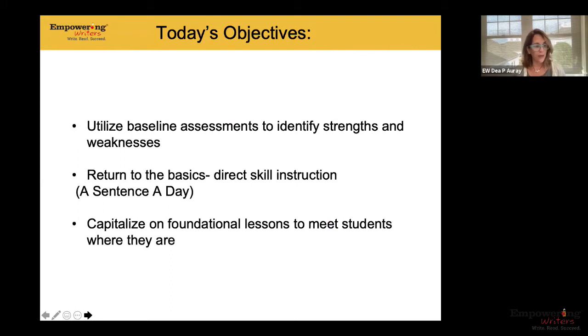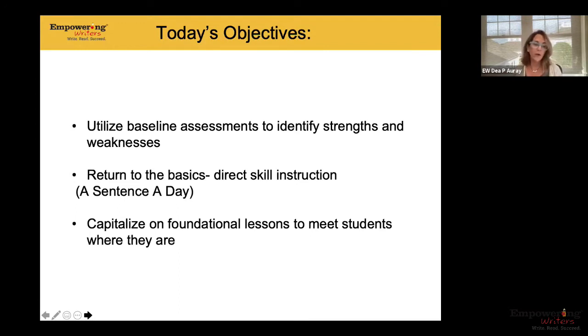So with that thought in mind, today's objectives are, we're going to look at a baseline assessment, because I think in order for us to really address what the needs of our students are, we need to take a look at that baseline. Where are they starting, and what do we need to do to help them move along? And then we're going to talk about what do we do? Let's talk about returning to basics, direct skill instruction.